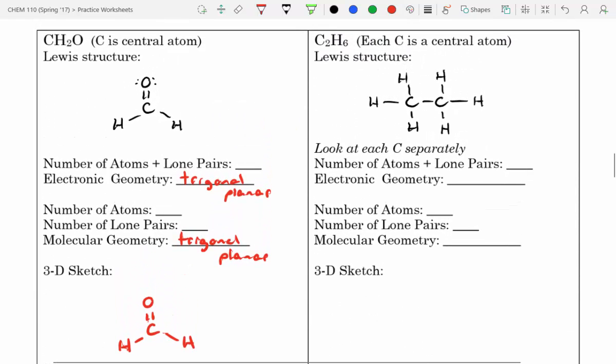All right, the next one over, we've got ethane. Let's focus on just 1 carbon. So let's just pick arbitrarily the left one. We've got 4 bonded atoms, no lone pairs. So what's its electronic geometry going to be? Tetrahedral. And its shape? Tetrahedral.